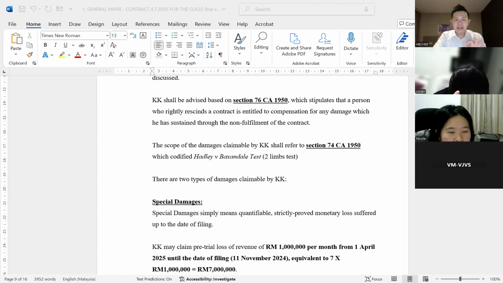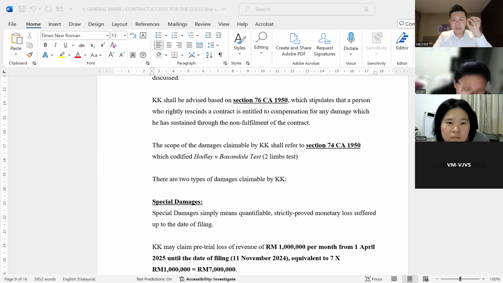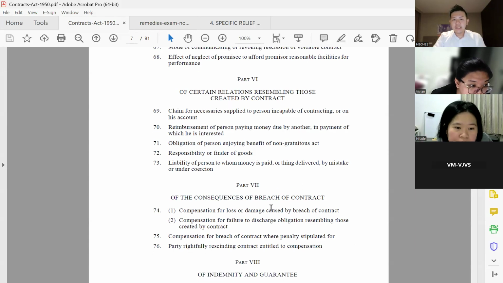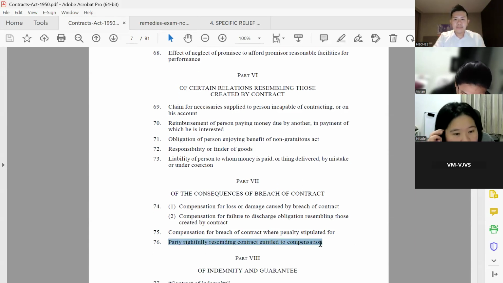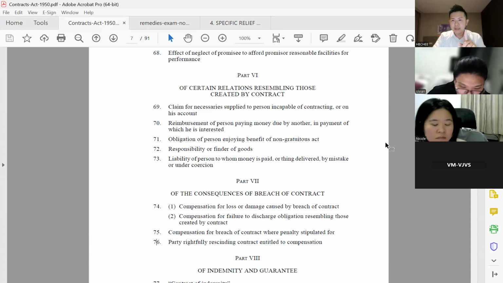Can you understand? Your rights, you punya hak undang-undang adalah bersandar kepada Akta Kontrak 1950. Before you can claim the amount of damages, you can see the consequence of breach of contract here. If you look at this, you see Section 76 actually gives you this right to claim, correct or not?